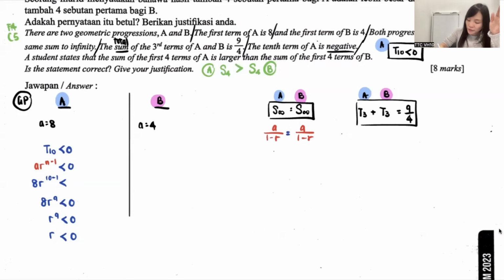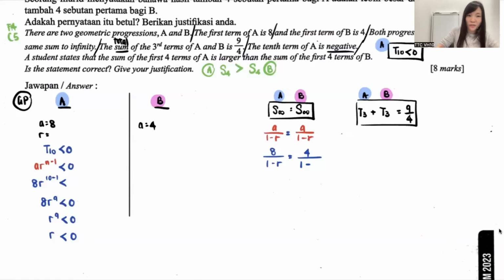So what's the first term? 8. What is the R? Don't know. What is the first term there? 4. What is the R? Don't know. You better don't write R on both sides. You write R on both sides, very confusing, right? So my dear, let's say the R here, I call it A. The R here, I call it B. Okay, are A and B good?